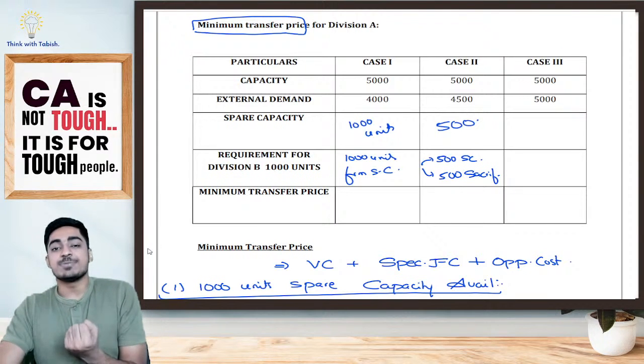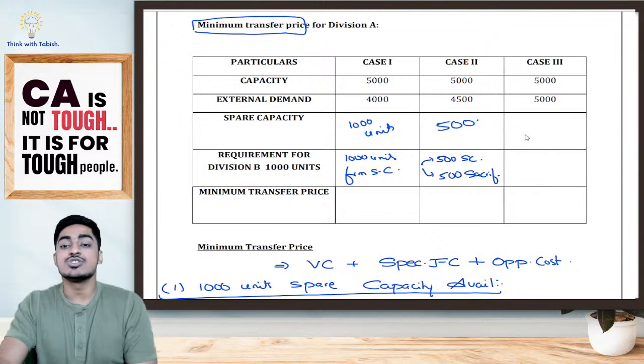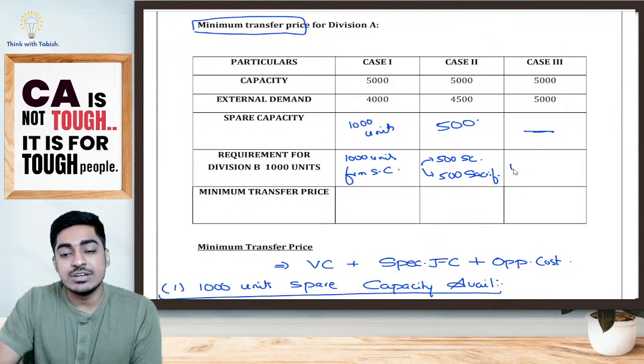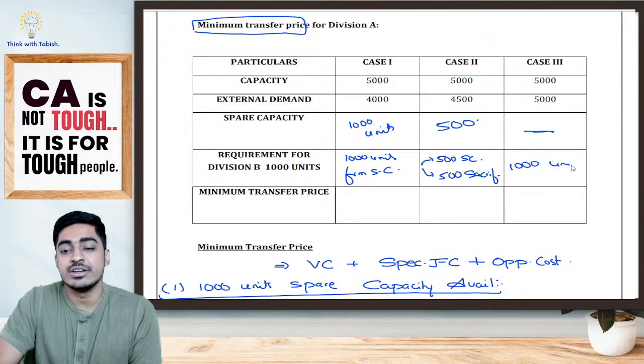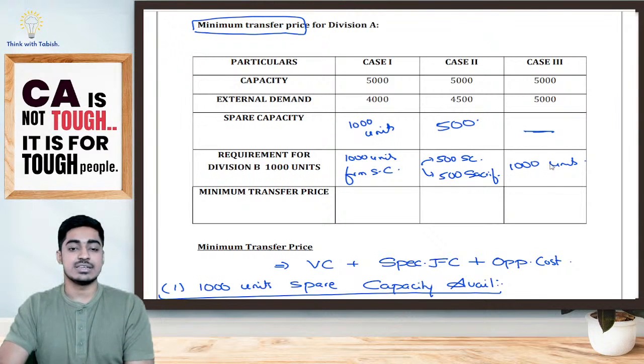Suppose my capacity is 5,000. At present, I'm selling 5,000. There is no spare capacity at all. If at all I need to make an internal transfer, I need to sacrifice all 1,000 units. Is it clear, students?